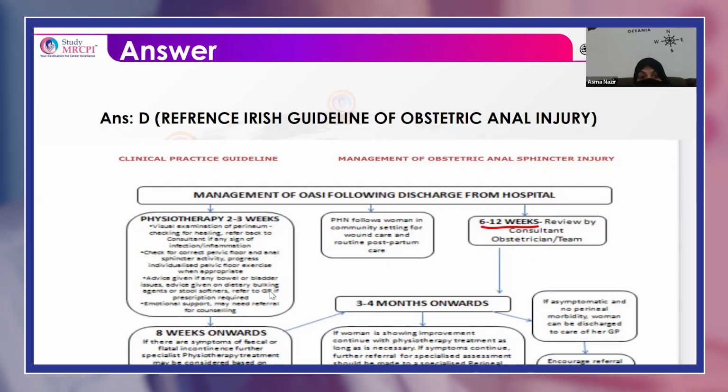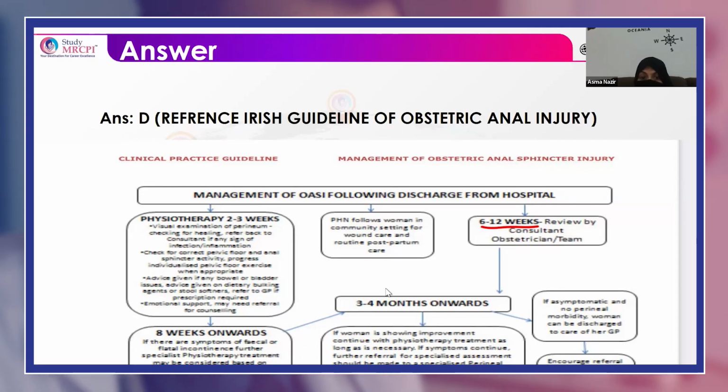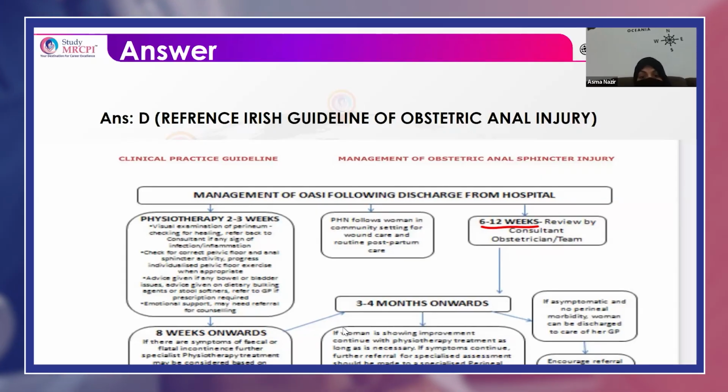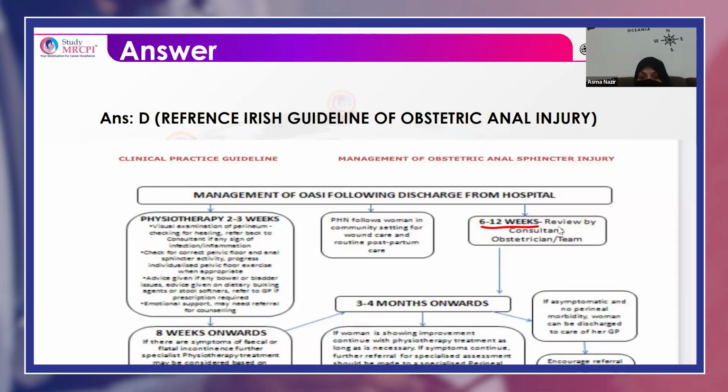If there is any need to go to the consultant, she will refer the patient. The obstetrician visit is at 6 to 12 weeks. Then the public health nurse visits the patient again at 8 weeks onwards. If there are symptoms, then she refers the patient to the colorectal surgeon or the obstetrician. And then again a 3-month review by the consultant.